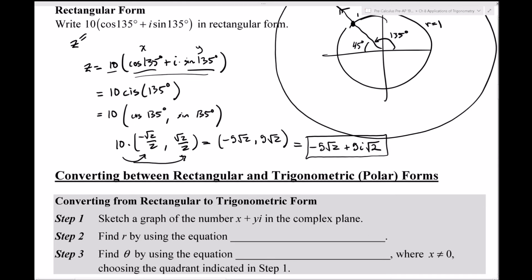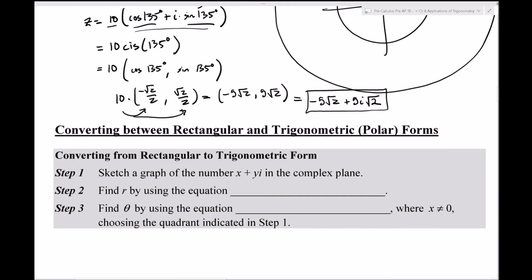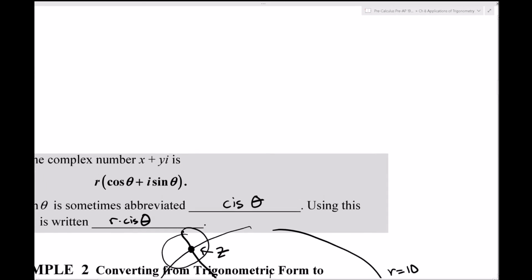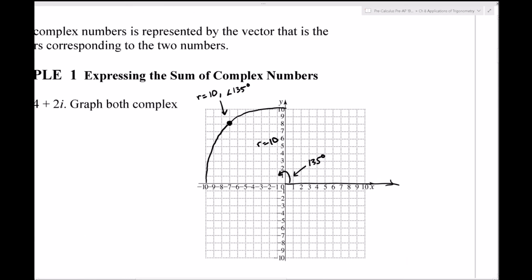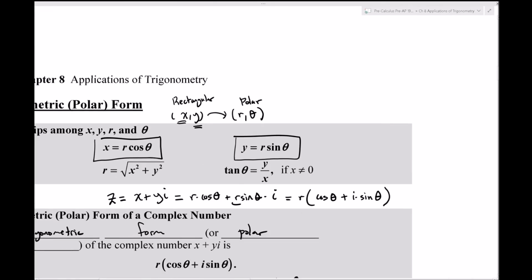Okay, converting between rectangular and trigonometric. So you can sketch a graph of that number on the complex plane like I did over here. I tried explaining what that would look like on the complex plane, and over here as well. So same idea. You can start with a graph. That's usually your best bet. Start with a graph.